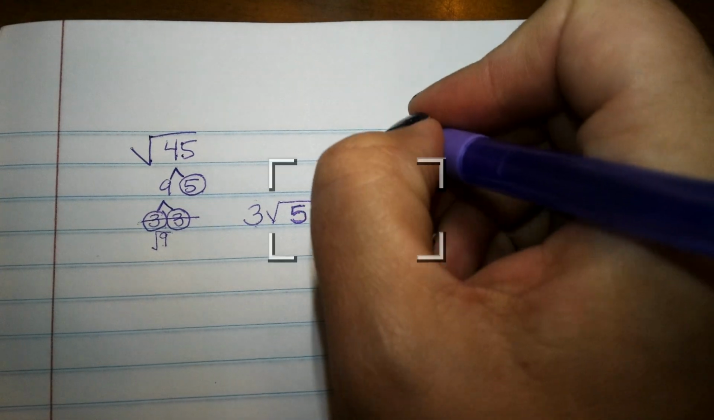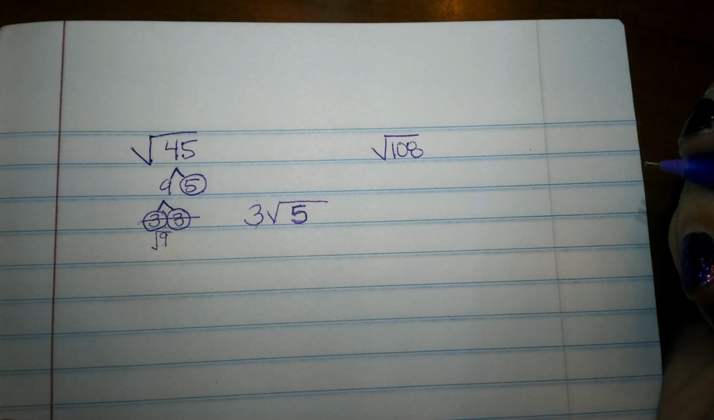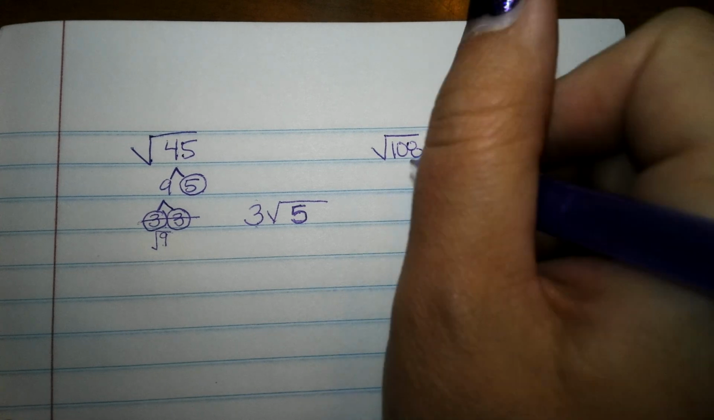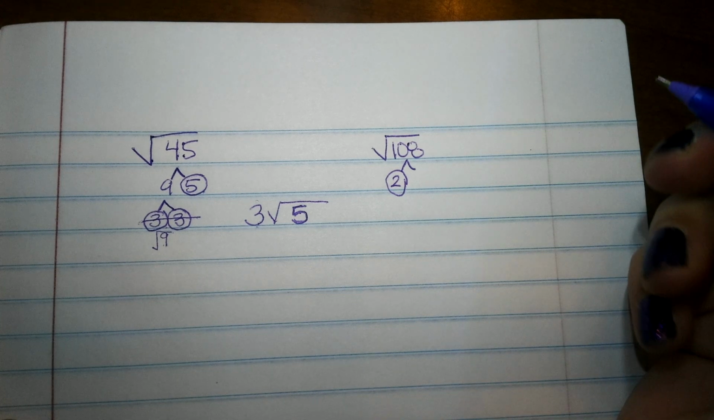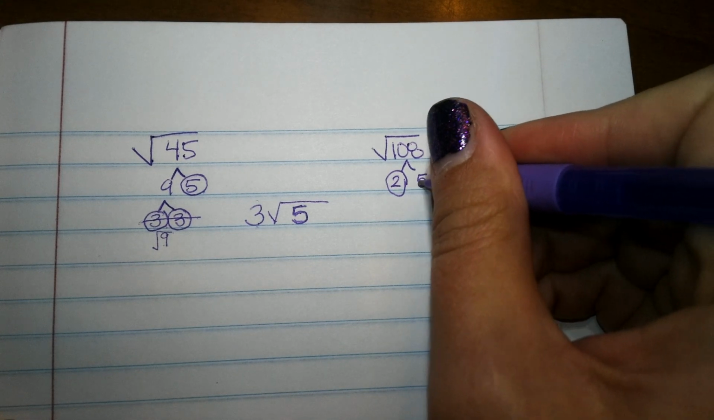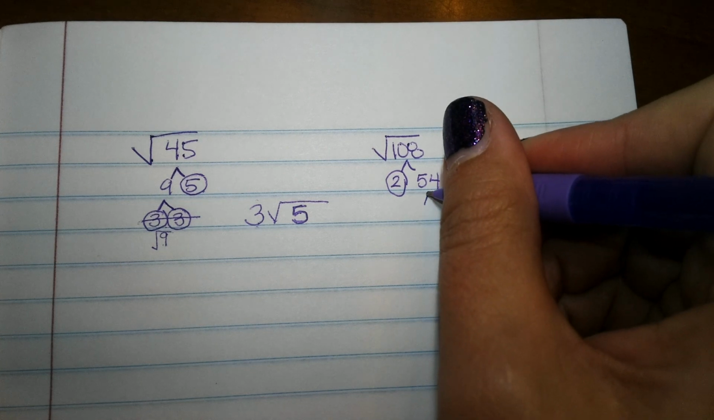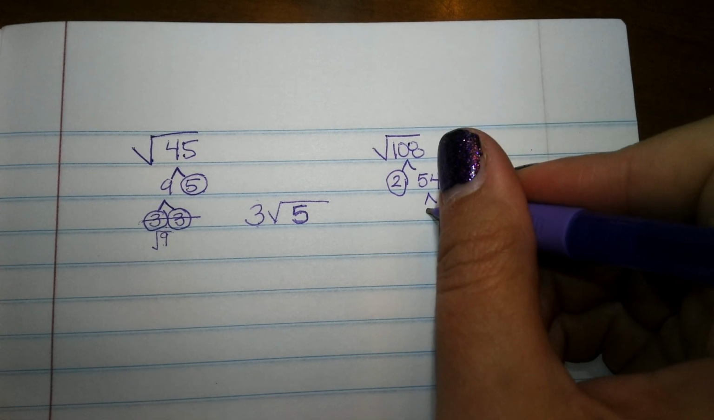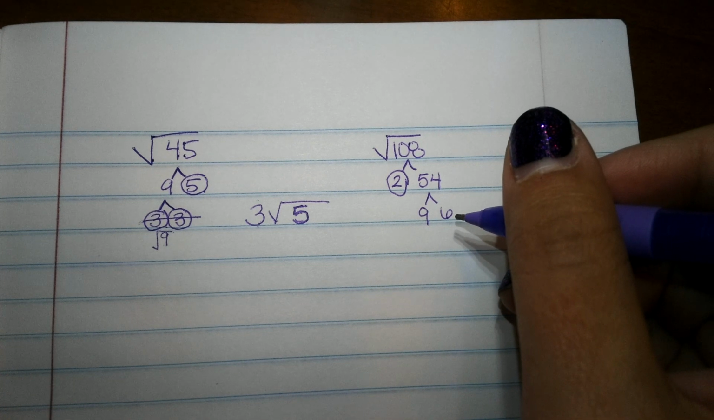So let's try the square root of 108. So I'm going to break this down. I know 2 goes into it because it's even. 2 goes into it 54 times. Now I know that 9 times 6 is 54. We could have also taken 2 times 27.